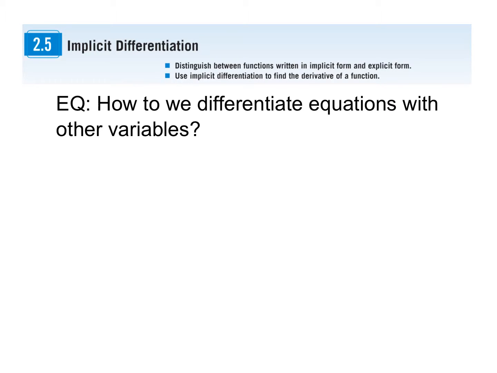Alright, this is section 2.5, implicit differentiation. What we're going to do here is distinguish between functions in implicit form versus explicit form. And then you're going to learn how to do implicit differentiation to find the derivative. So the essential question here is how do we differentiate equations with other variables?